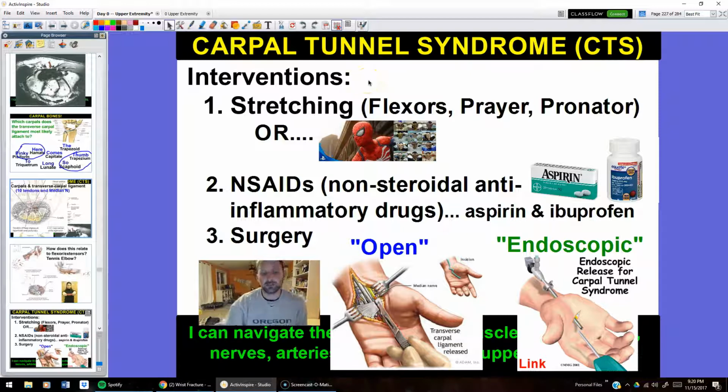Stretching is probably the first least invasive intervention. So invasive would be the most you have to dig into somebody is the most invasive. So stretching is a great place to start. So stretching, you can have them stretch out their flexors. So I'm going to stretch out my right hand, stretch out the flexors in that group to try and decrease some of this inflammation in the carpal tunnel. You can also do a prayer stretch where it's almost doing the same thing, stretching those flexors.